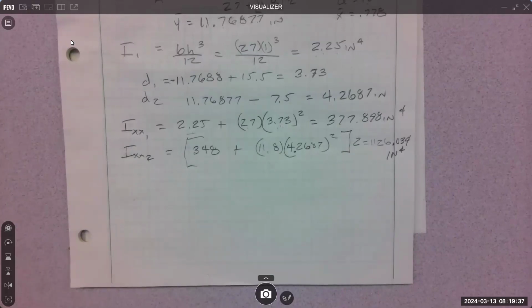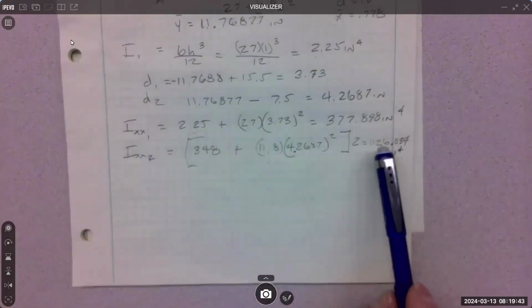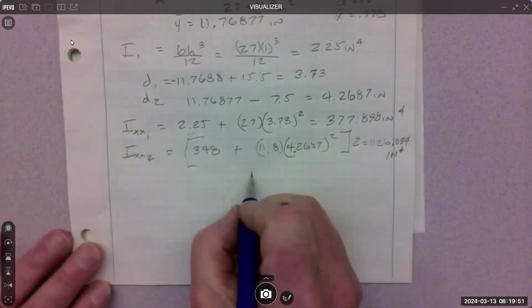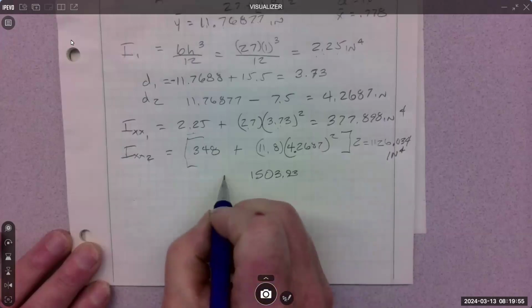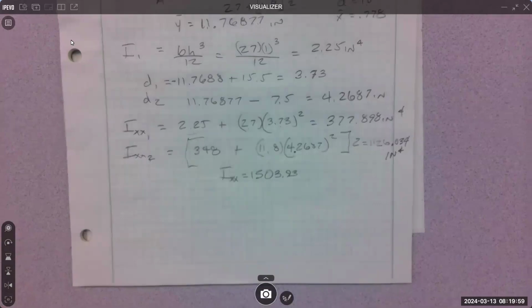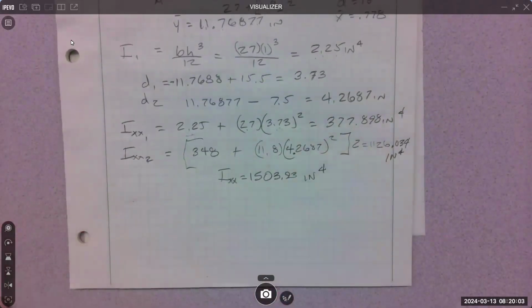Now they're all about this xx axis, so we can add them up. You add the first one and the second one: 1503.93 inches to the 4th.